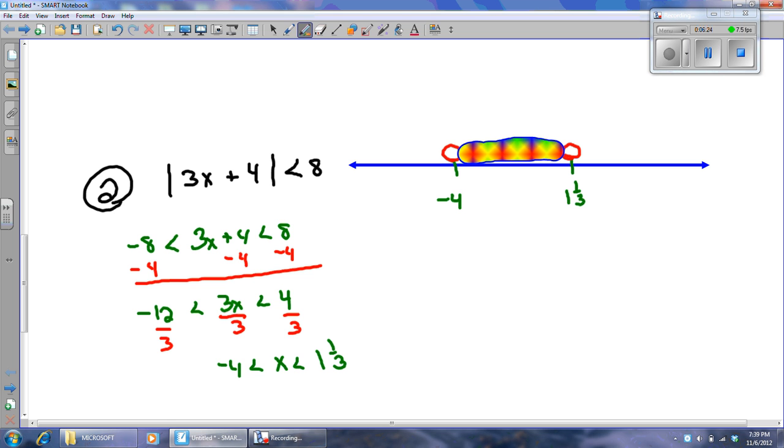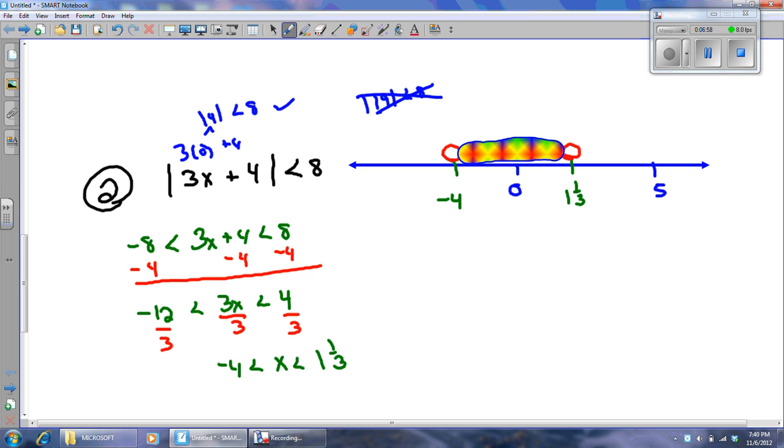And if I wanted to test it, I could pick any number in here, say like 0, plug it in. 3 times 0 plus 4, well, that's going to be 4. And the absolute value of 4 less than 8, is that a true statement? It sure is. But if I picked a number outside the shaded region, say like 5, well, I would get 3 times 5 is 15. 15 plus 4 is 19. Is the absolute value of 19 less than 8? I don't think so. The absolute value of 19 is 19, which is not less than 8.